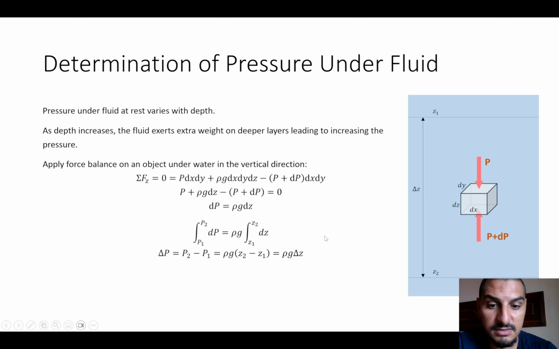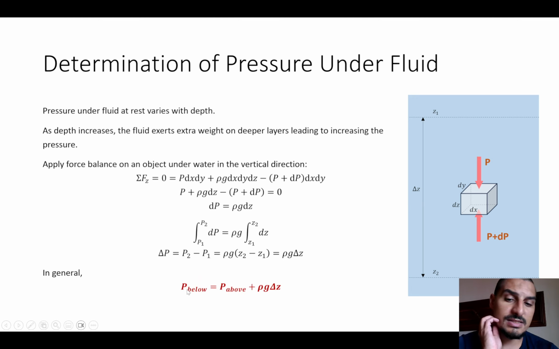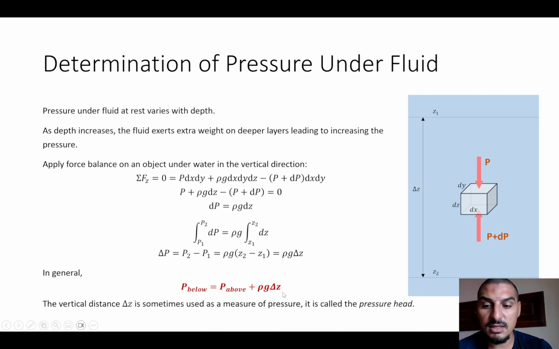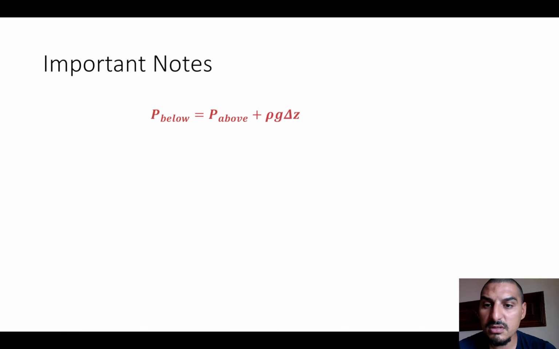So in general, the equation can be written as the pressure at a point below is going to be the pressure at a point above, which is at lower depth, plus rho g delta z. This is the equation that we can use to calculate the pressure. The term delta z is sometimes referred to as the pressure head, which is the height that's causing the pressure. So there are some important notes.